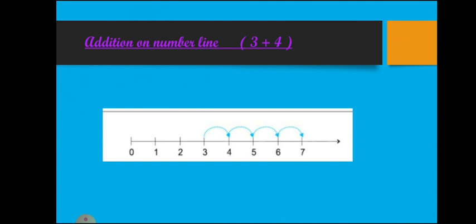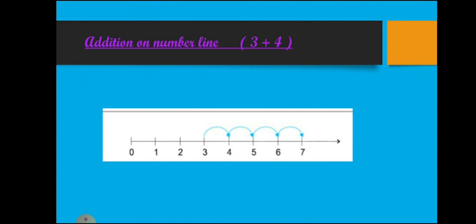So we make 4 jumps to the right. From 3 to 4, we have to take 4 jumps. You can see these 4 jumps: 3 to 4 is the first jump, 4 to 5 second, 5 to 6 third, and 6 to 7 is the fourth jump. So the tip of the last arrow in the fourth jump is at 7. The number is 7. So the sum of 3 and 4 is 7. Yes, 3 plus 4 is 7.